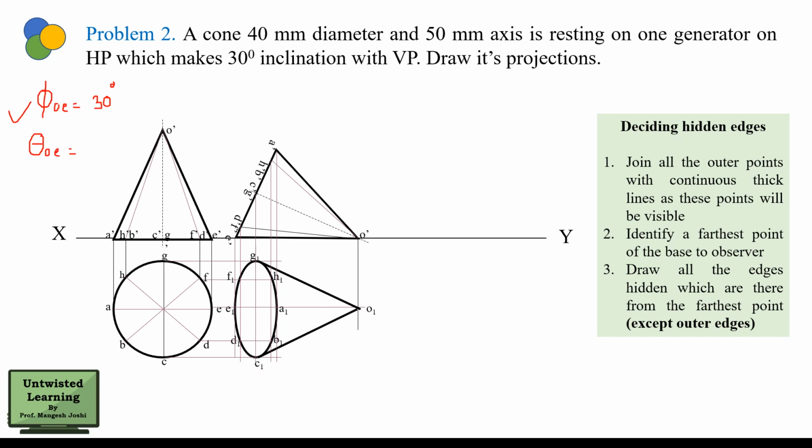So you can see that OE is lying on HP, meaning OE is not inclined to HP. So it is nothing but 0 degrees. So theta does not exist. So in this case your phi will be equal to beta. Okay, that is the case of a line inclined to only one plane, that is the vertical plane. So you will redraw this.